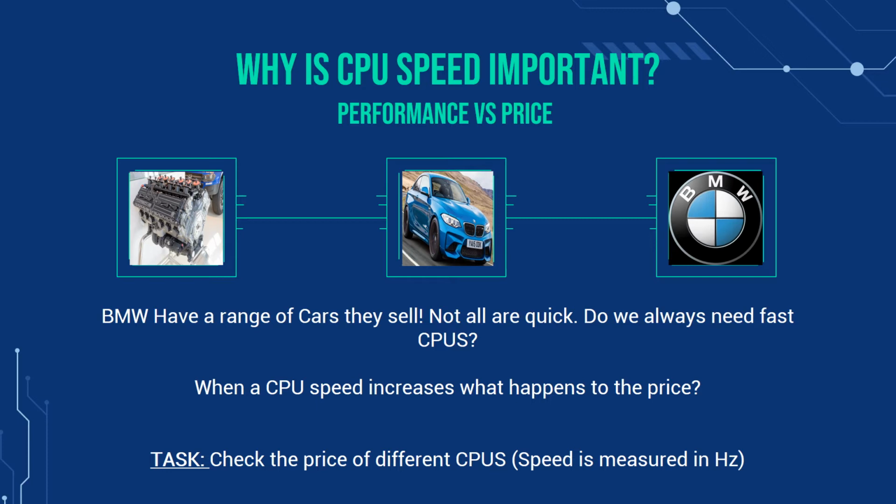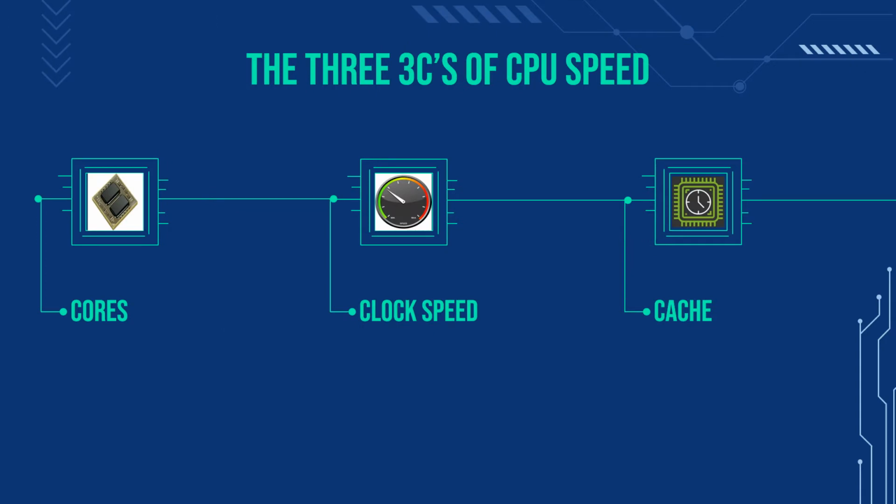You might not always need a fast CPU. If you're a gamer, you're probably going to want a fast CPU, probably with a GPU, to make sure that you can run your game and render graphics at the same time. But if you're only using a computer for simple tasks, then you can spend less money. We can figure out how fast a CPU is by looking at the 3 C's: cores, clock speed and cache.